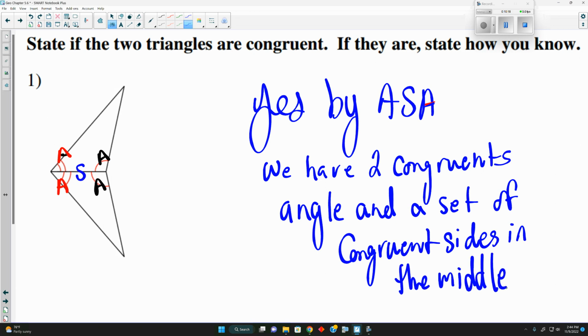And the only reason we have to write all this out is because they didn't give us letters. If they'd have given us vertex letters for these, we could have just said that those two angles are congruent and signified the side. Questions on this here?